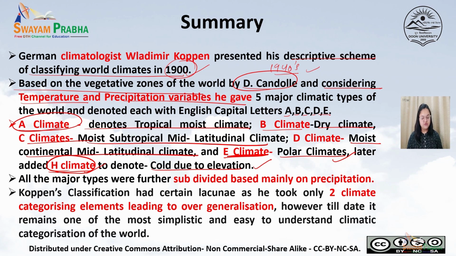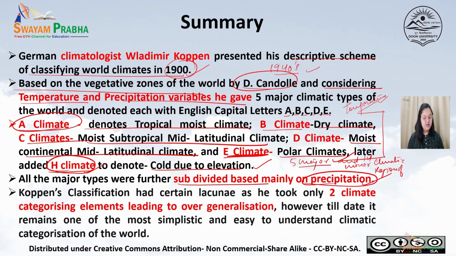All the major types were further divided, and this primary classification according to Koppen was based on temperature conditions. He also gave the secondary classification of these major climate types and further subdivided each climate type based on precipitation, denoting them with several small alphabet letters. In certain cases, he also presented a third category of classification. Altogether, he gave 5 major and 14 minor climatic categories of the world.